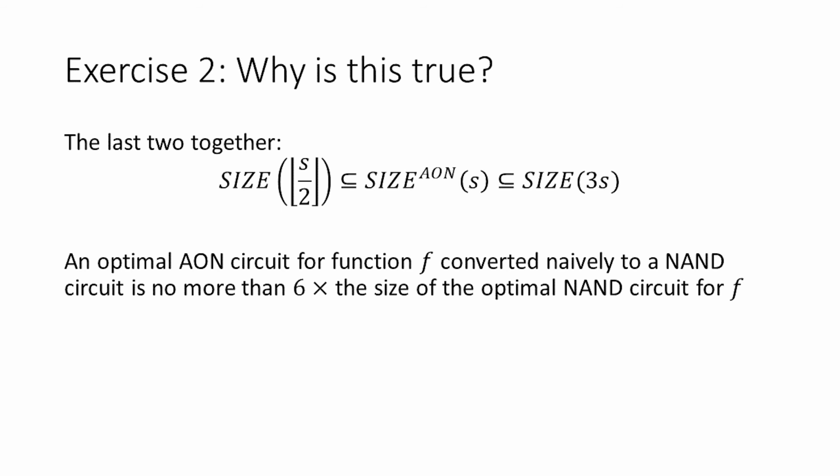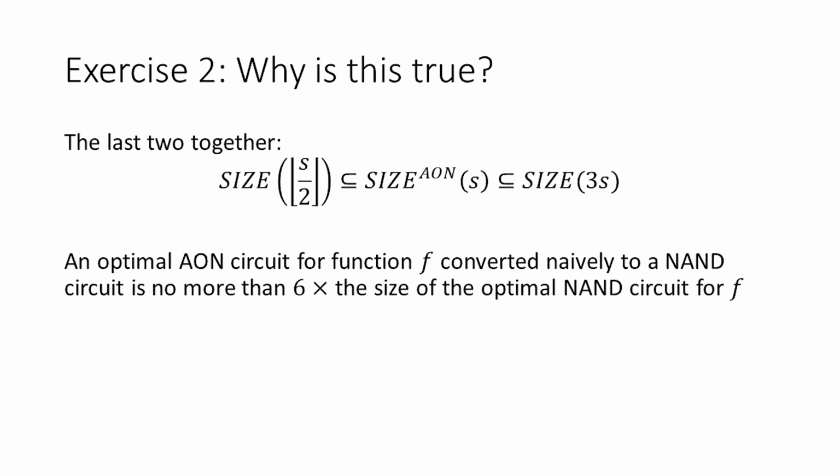A value for the question mark that I found that would work was the floor of S over 2. Basically the idea here being that we could take any NAND gate and convert it into 2 gates, an AND gate followed by a NOT gate. So that means that any NAND circuit that I had that used S over 2 gates, I could convert into an AND, OR, NOT circuit with S gates by just replacing every one NAND gate with 2 AND, OR, NOT gates.